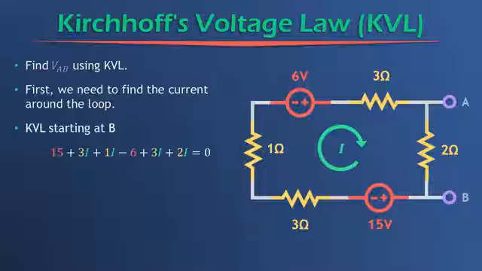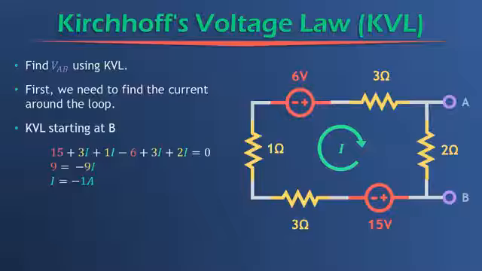So now what we can do is combine all our like terms, and we can solve for our current. And so we see here that the current I equals -1 amp. And what does -1 amp mean? It means it's actually 1 amp in the opposite direction that we specified. So yeah, it is in fact in the other direction.